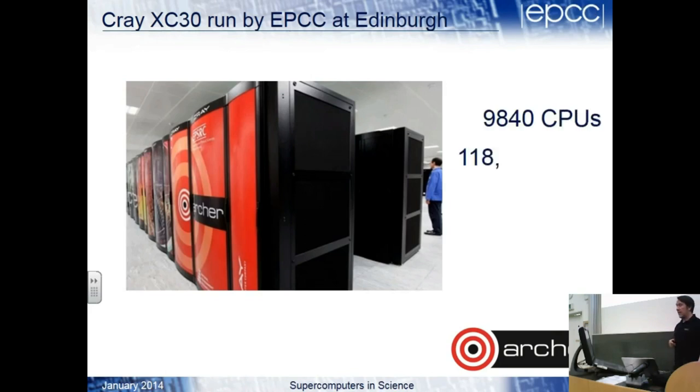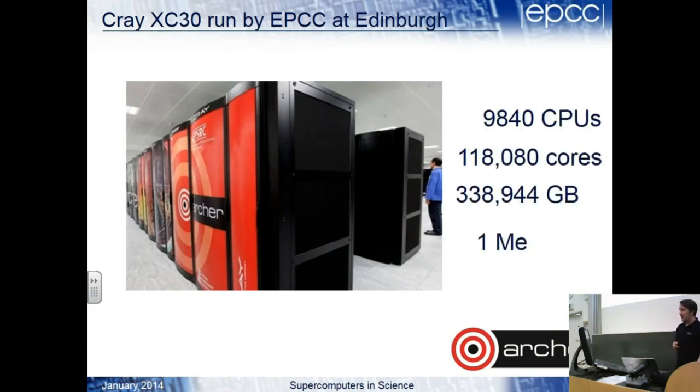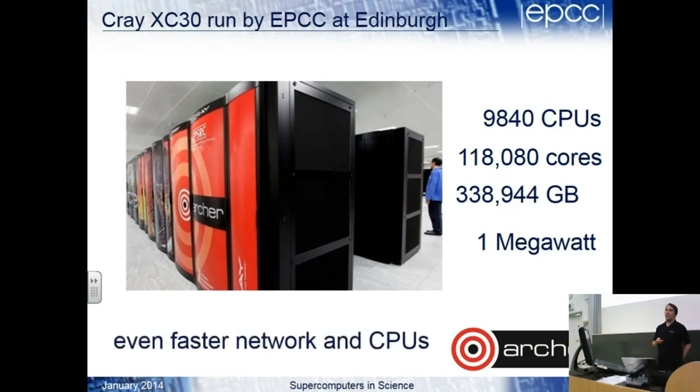And the current machine, which you were able to get accounts on, has about 10,000 CPUs, 118,000 cores, about 300,000 gigabytes, 300 terabytes of memory, but it still takes about a megawatt of power. You can work out from that, each CPU probably has about 12 cores on it. A modern supercomputer center is fundamentally limited, not by physical space, but by the power it can draw. A few megawatts is possible, but the limit to how big a supercomputer can be is really the power it draws. And that's why power efficiency is such a critical factor in modern supercomputing.